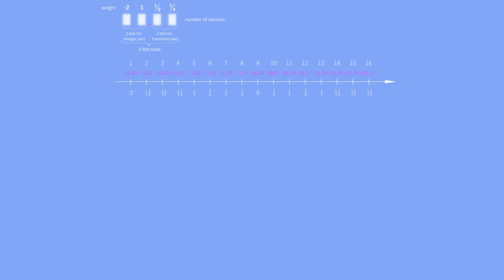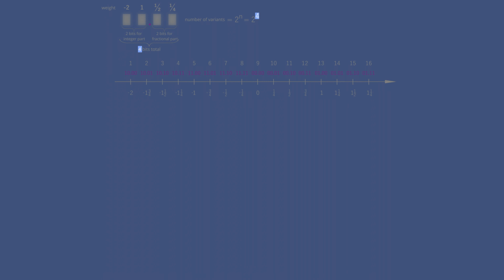We will analyze two examples with the same number of bits, but with different distributions of bits between integer and fractional parts. First example: 2 bits for the integer part and 2 bits for the fractional part. In total, there are 4 bits. As I said in the video about bits, the number of variants that can be represented using n bits equals 2 to the power of n. So in our case 2 to the power of 4, which is 16.